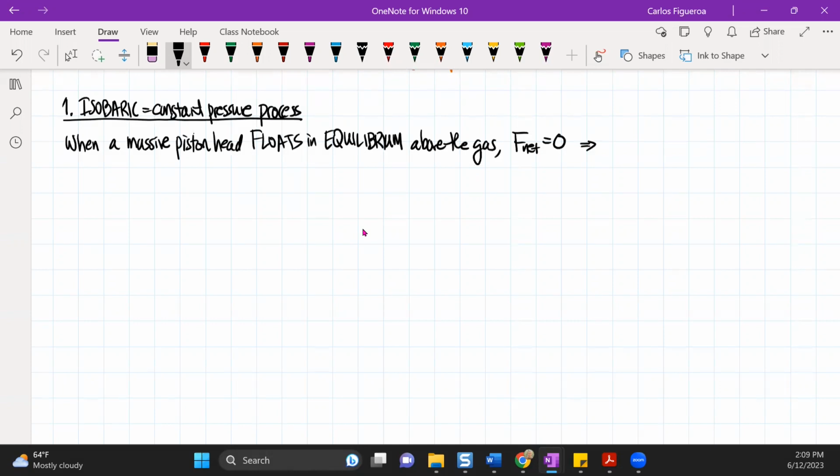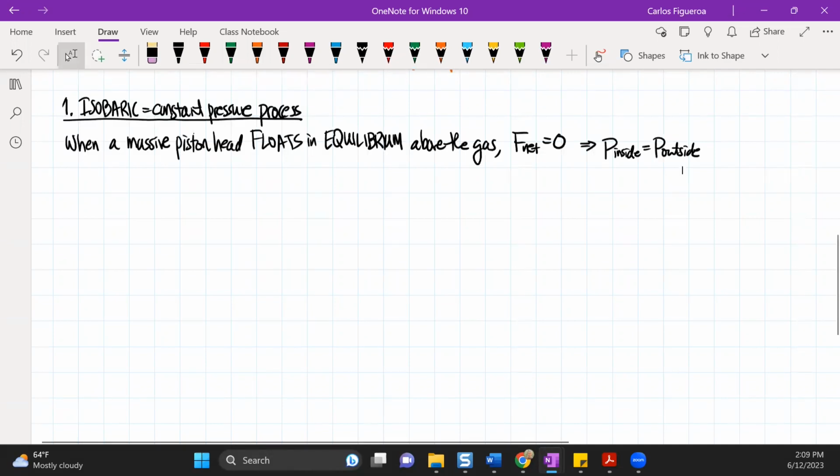So that implies that the forces must balance. The force of the inside must balance the force of the outside. In this case, we're not worried about forces. We know that the pressure on the inside must equal the pressure on the outside.